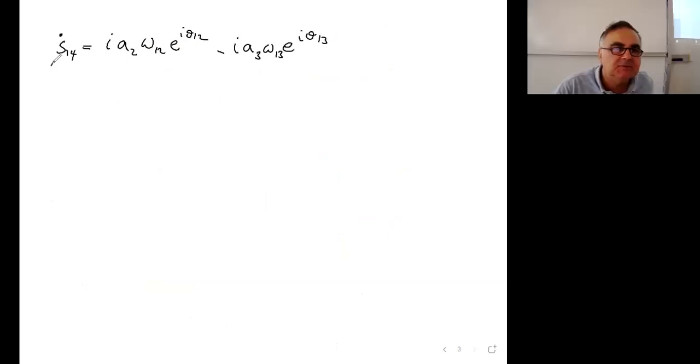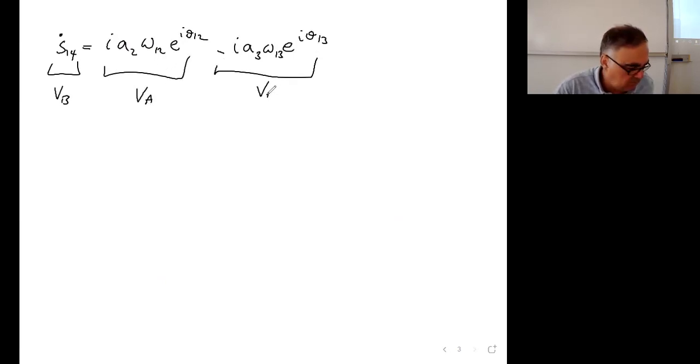So this is VB. This is VA. And this is VB relative to A. And it has a minus sign because this is minus VA relative to B. These are all vectorial, of course.